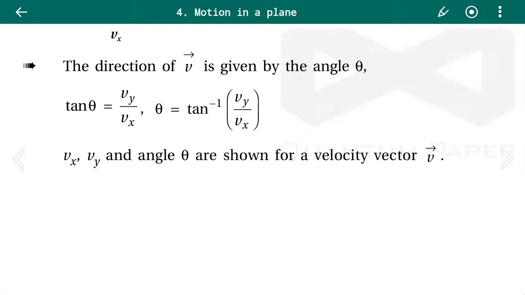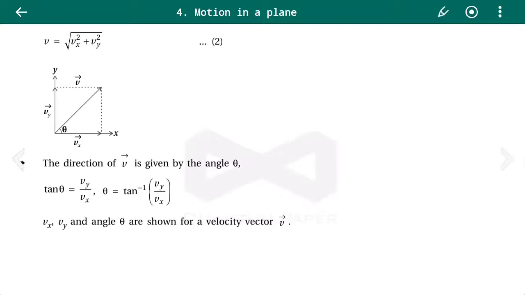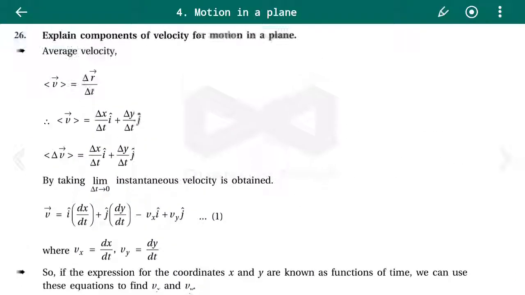vx, vy and angle theta are shown for a velocity vector v. So this is how we can find the magnitude of the velocity as well as the direction of the velocity.